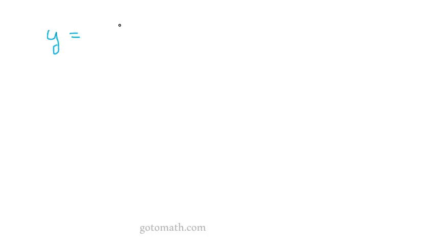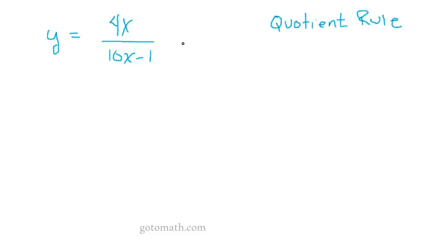So we have y is equal to 4x over 10x minus 1. So up to this point we talked about the product rule. Well, in the previous section we talked about the product rule. But this one here we're going to be doing the quotient rule. Okay, the quotient rule. And I guess I should probably write that out. Let me just write that out up here. The quotient rule.